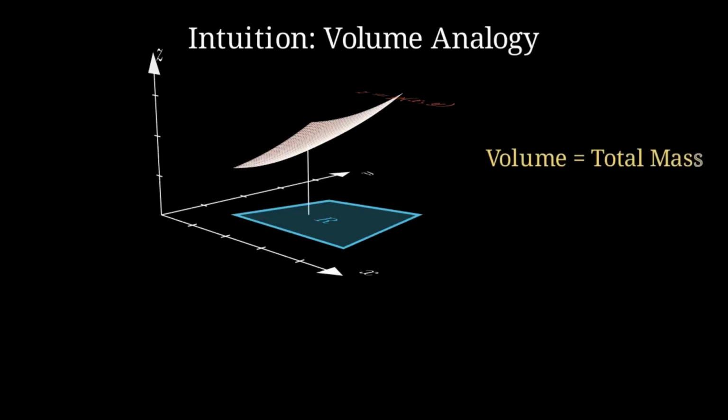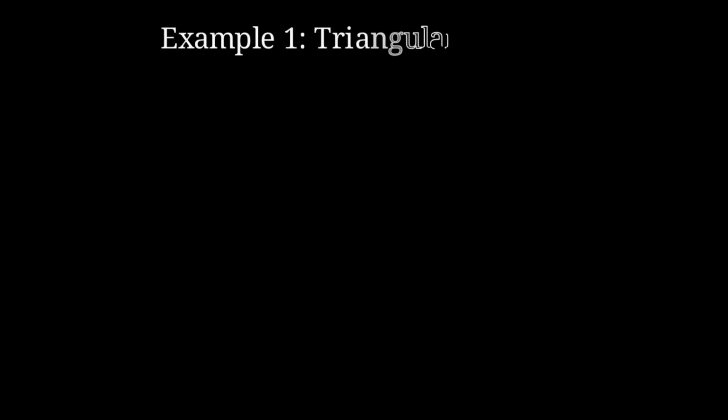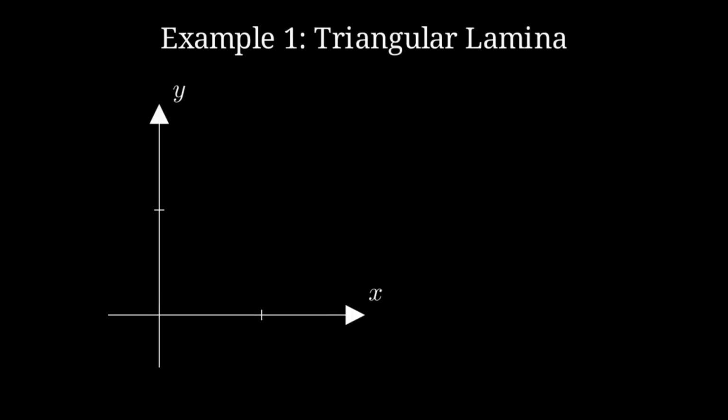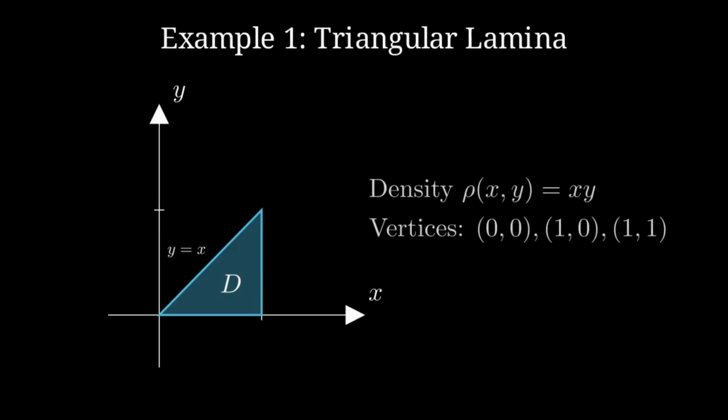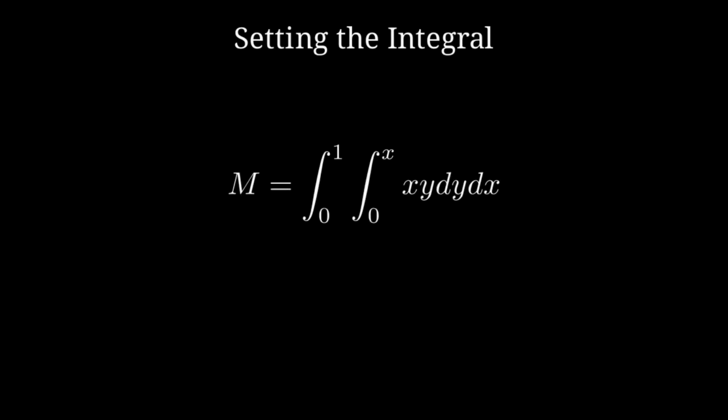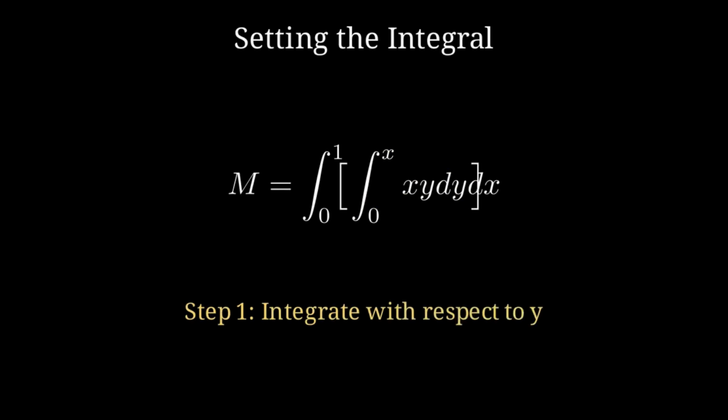gives the total mass. Let's calculate the mass of a triangular lamina bounded by y equals 0, x equals 1, and y equals x, with a density function ρ equals x times y. First, we identify our limits: x goes from 0 to 1, and y goes from 0 to x. We set up our iterated integral. We integrate the density function xy with respect to y first, treating x as a constant. This accounts for the vertical strips across our triangular region.